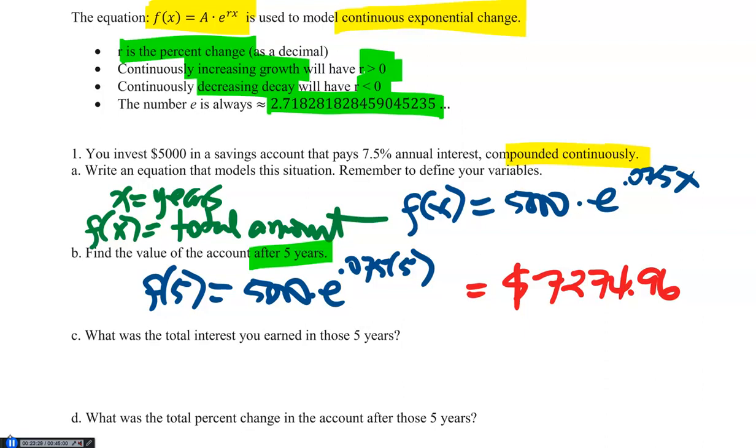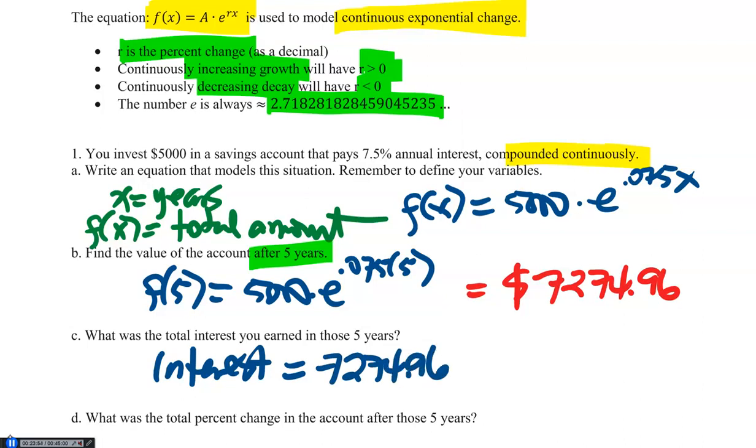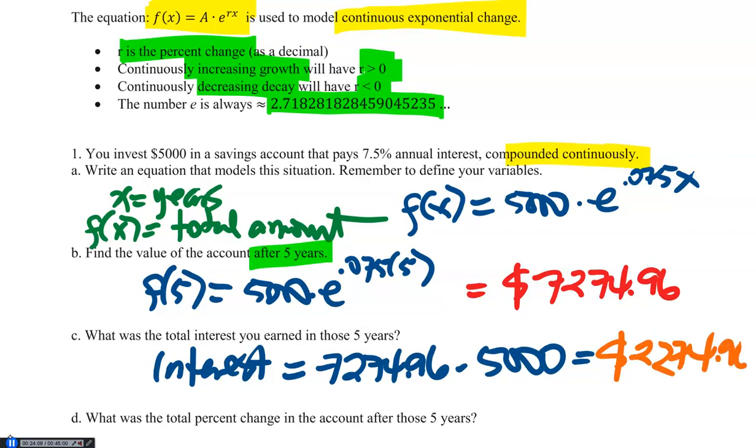What was the total interest you earned in those 5 years? Since you got 7,274.96 and your initial amount was 5,000 initial investment, all you have to do is subtract this and 5,000. And the total interest you earn in those 5 years is 2,274.96.